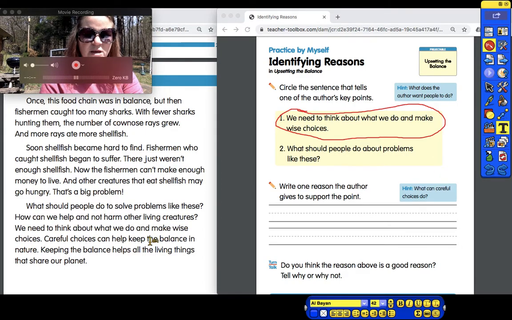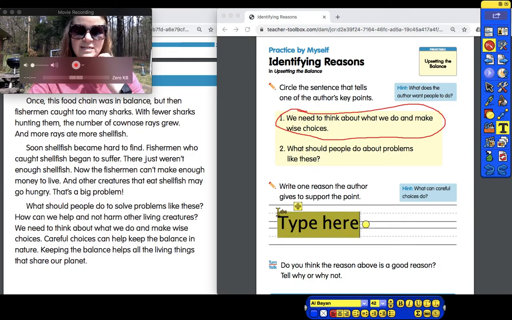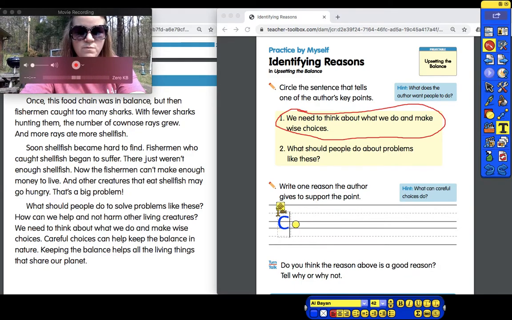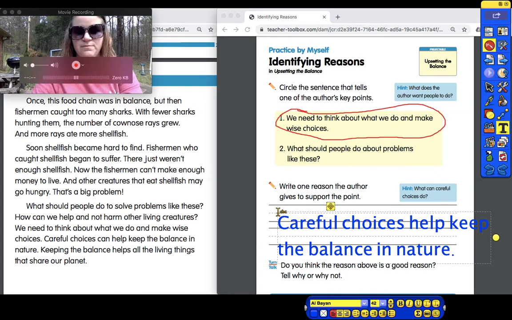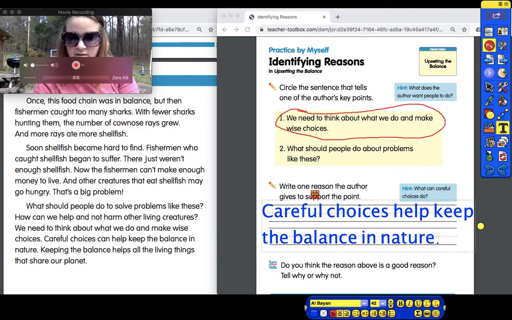Careful choices can help keep the balance in nature. Keeping the balance helps all the living things that share our planet. So you don't have to write all of that. You can kind of condense it a little bit. Careful choices help keep the balance in nature. So I know all of you did a fabulous job on doing that on your own.